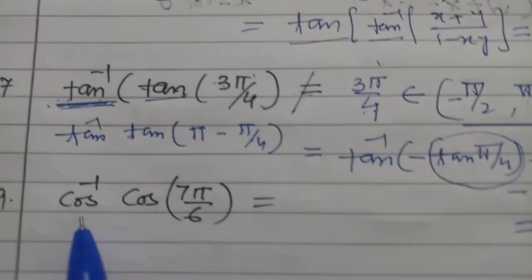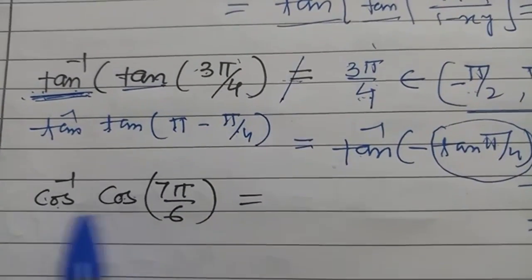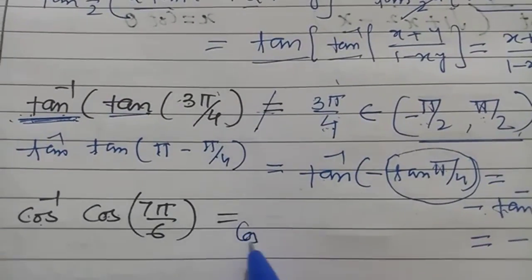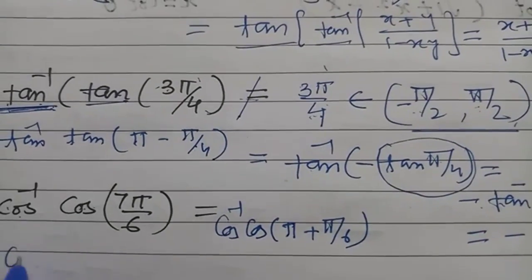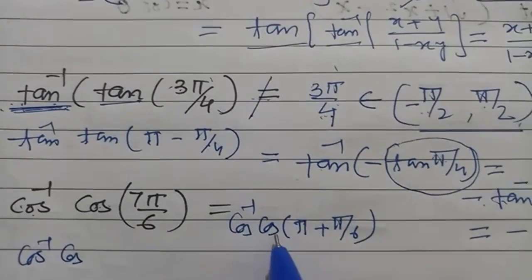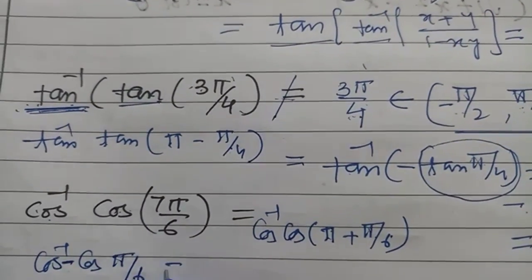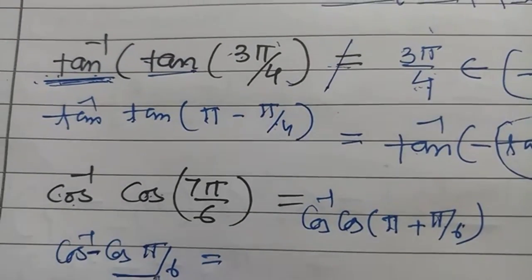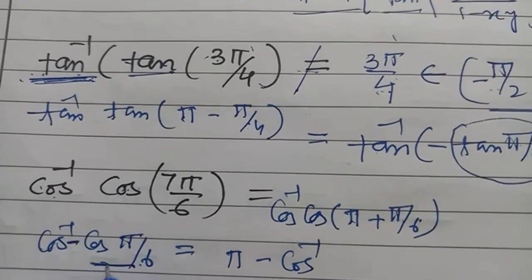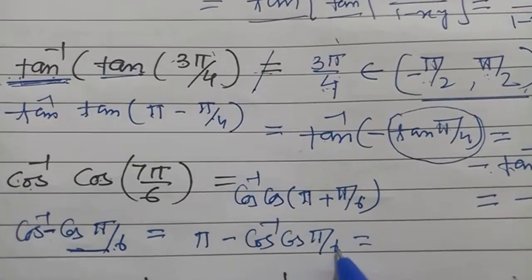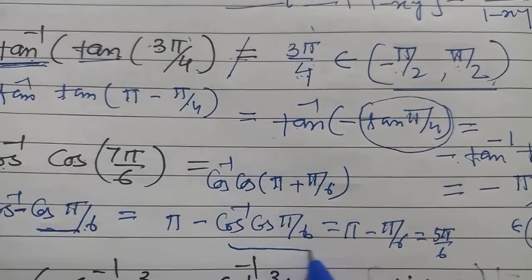Look at the next one. Should I cancel cos inverse with the cos? What is the range of cos inverse? It is 0 to pi, but this is greater than that. So I have to change. What is it? Cos inverse. How can this be written? As cos of pi plus pi by 6. So this becomes cos inverse cos. What is cos of 180 plus theta? In the third quadrant cos is negative, so minus cos pi by 6. Now what is the formula of cos inverse of minus x? Cos inverse of minus x is pi minus cos inverse x. Who is your x? This entire cos pi by 6. So the answer is pi minus pi by 6. If you solve, it is 5 pi by 6 here. So this is the answer for it.